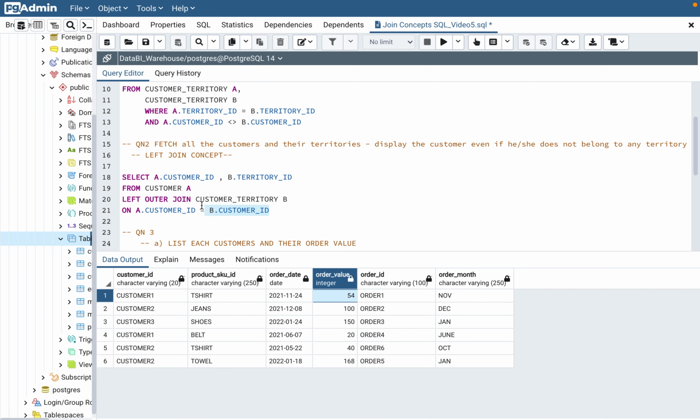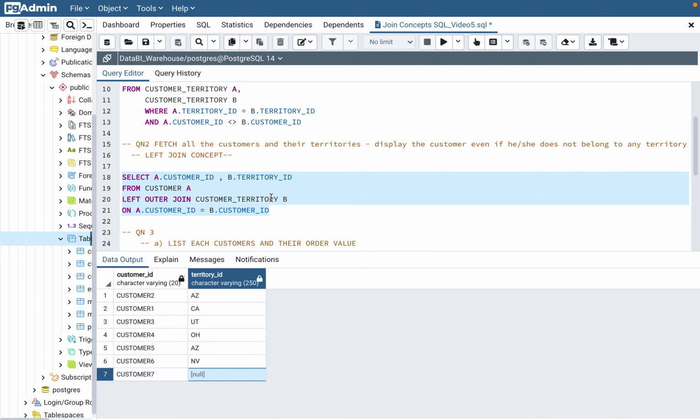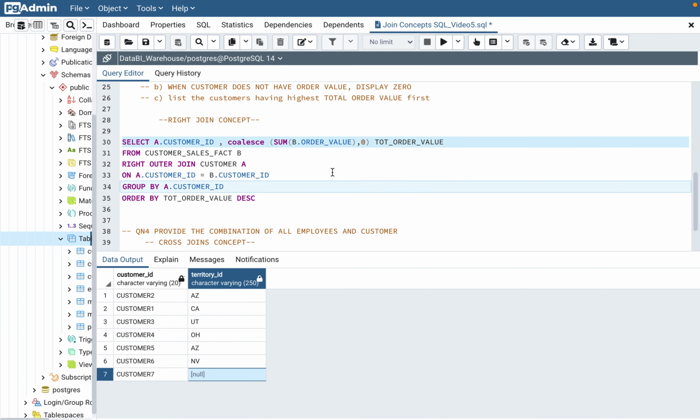As you have seen in the other example we used for left join, even if you use a join, it will bring the null value. So if you don't use coalesce and just print sum of order value, it will bring null. But they are saying that when the customer does not have an order value, display 0. We have to meet this requirement, so we use the coalesce function. So now what you will do: customer sales fact, right outer join customer.